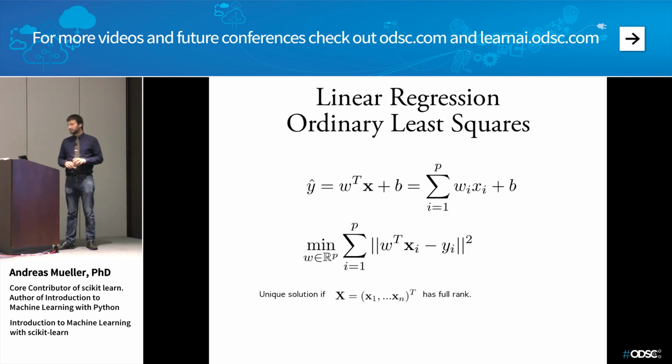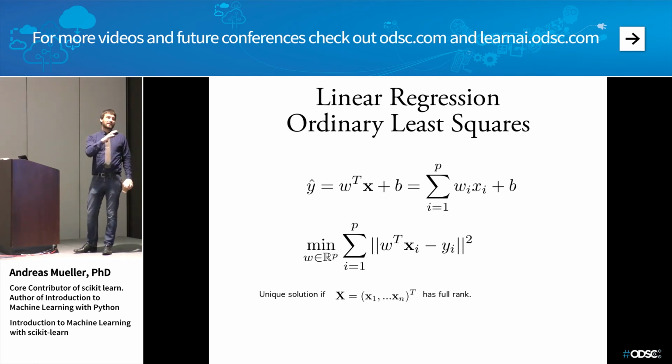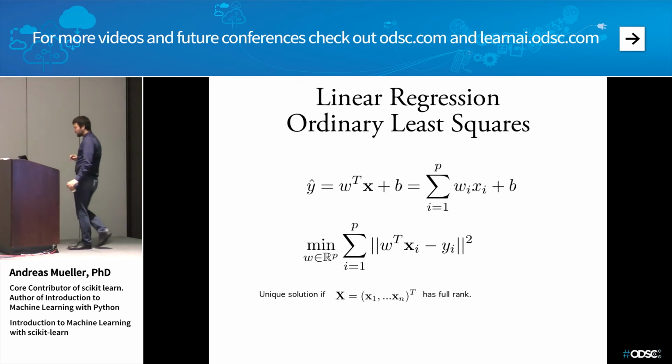If the data set X has full rank, then this has a unique solution. You can run a numerical solver, a least squares solver, a convex optimization solver, whatever you want, and it will find you this W. And this will represent this line.